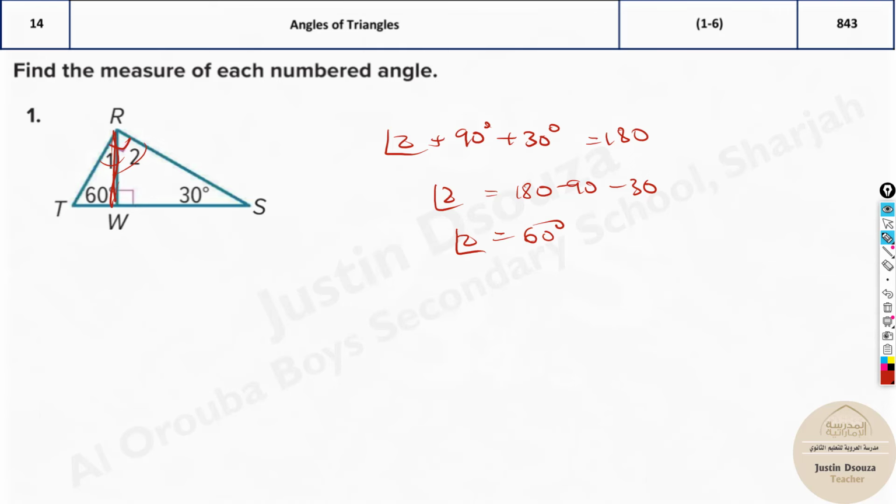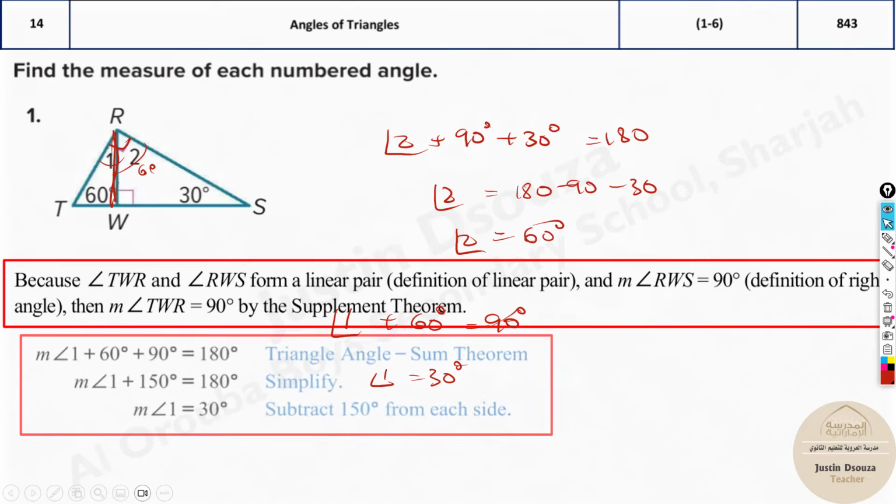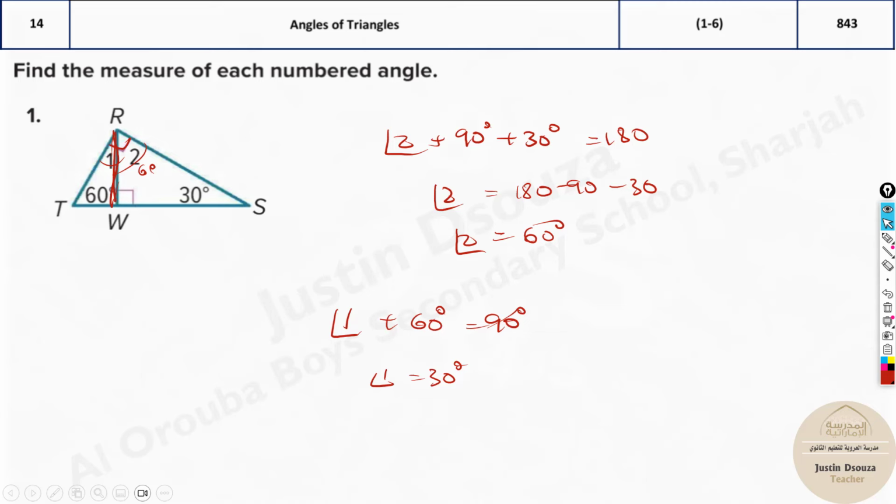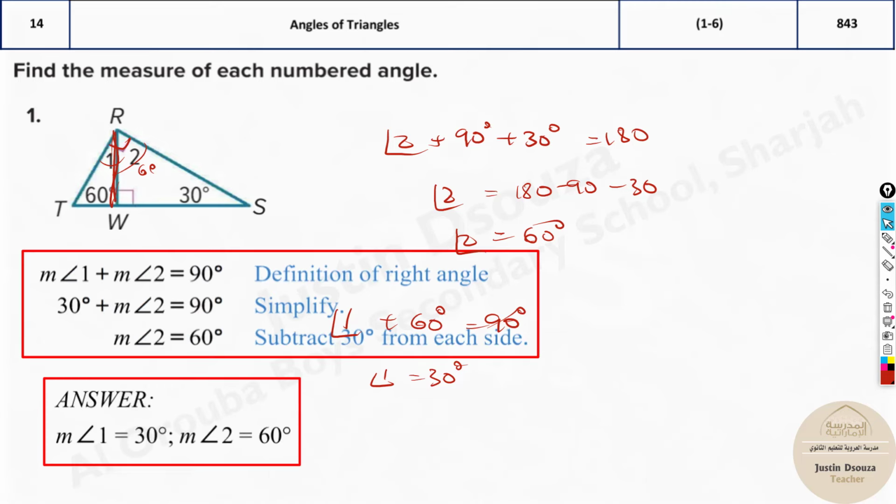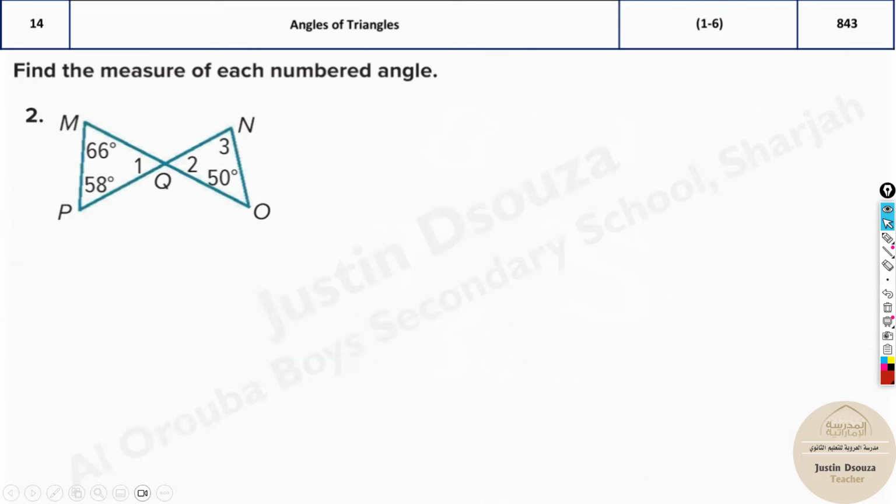That's the answer. What about the other angle? Now, the measure of angle 2 is 60 degrees. We know 60 and 1 plus 60 degrees is 90 degrees, so 1 must be 30 degrees. 90 minus 60 is 30. So those are the answers: 1 is 30 and 2 is 60. That's it. Similarly, you can solve the others.